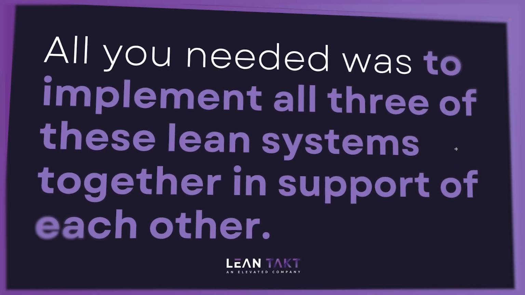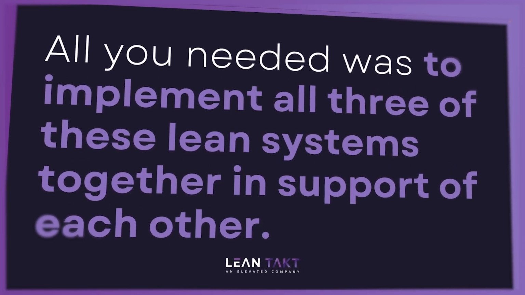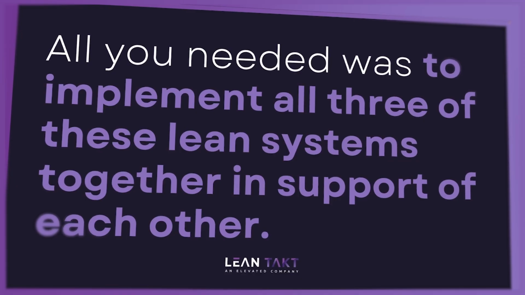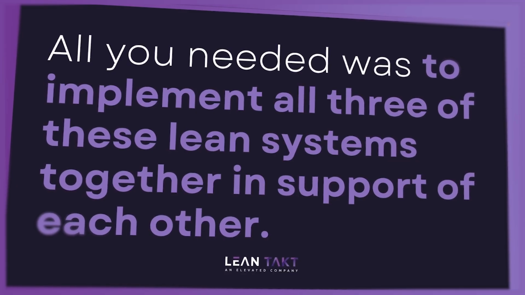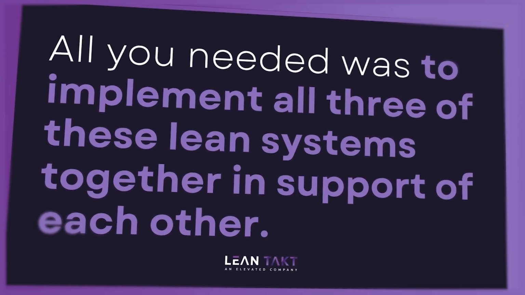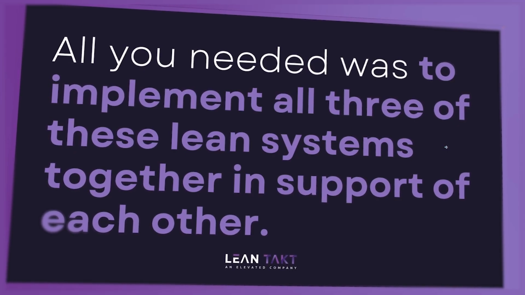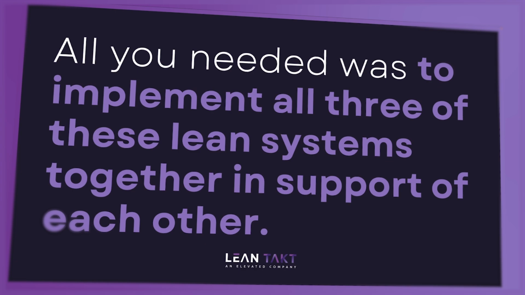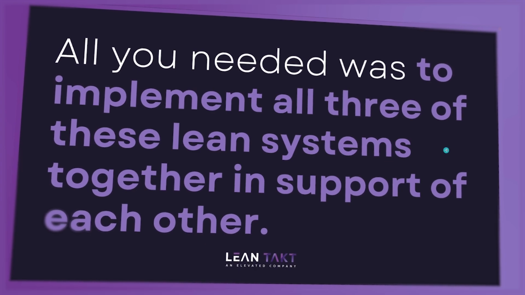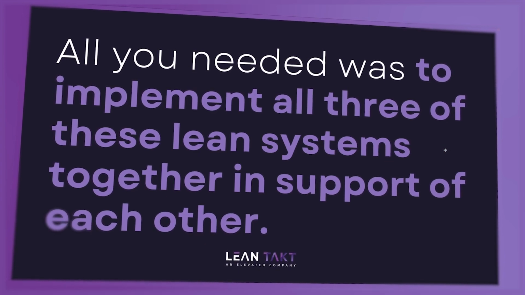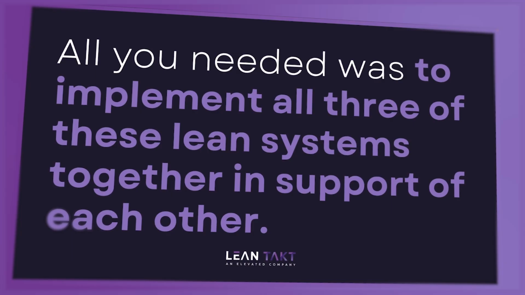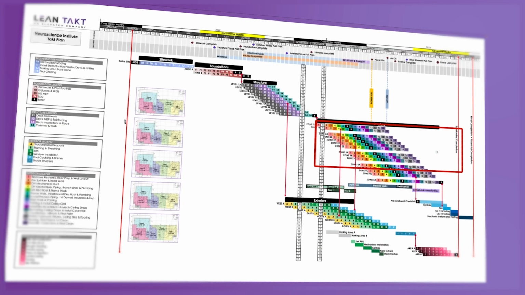All you needed was to implement all three of these lean systems together in support of each other. And what I mean by that is the first planner system plus the Takt Production System plus the last planner system, and you're all set. You don't need CPM. CPM is a waste, and it will not show you, as I talked to you about in the beginning, the important items for flow, which are trade bottlenecks, zone bottlenecks, getting the right number of zones, and aligning work in progress. In fact, CPM is horrible about work in progress. It will put you into a downward productivity spiral so fast.